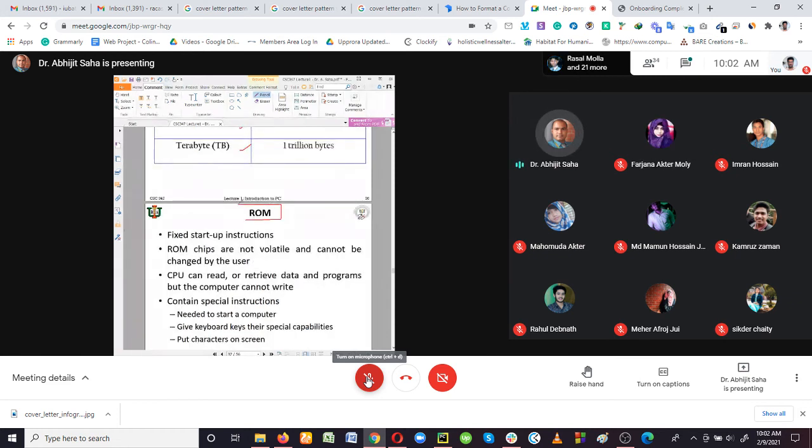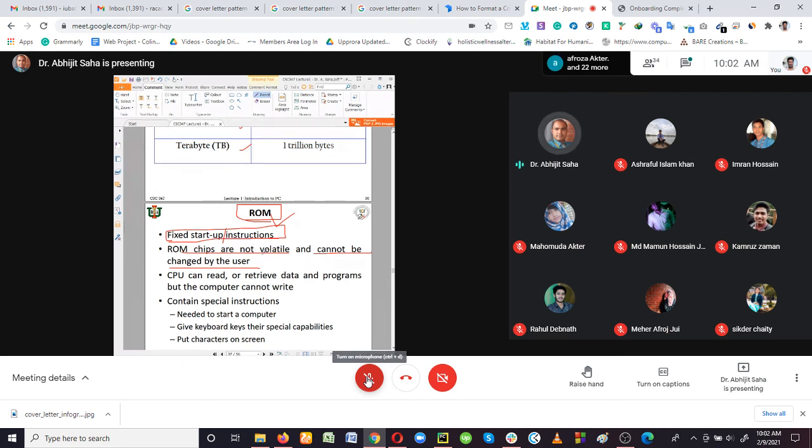So now it's ROM coming. Okay, so we have already said that ROM holds fixed instructions. ROM is a firmware, you can say that, right? We know that firmware is actually a combination of hardware and software. In that hardware, some fixed startup programs and instructions are stored. So the ROM chips are not volatile and cannot be changed by the user.